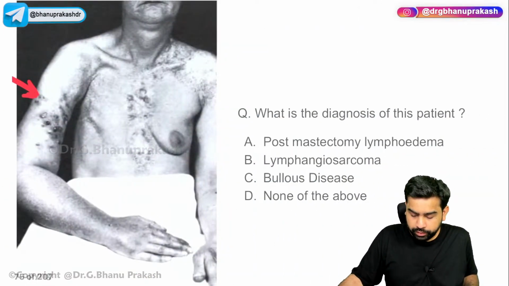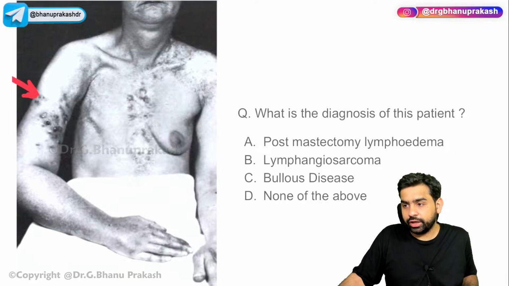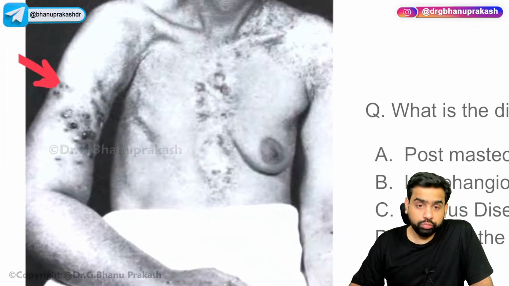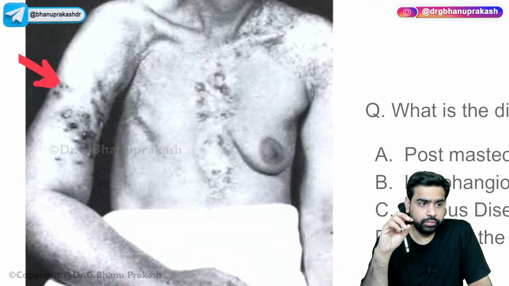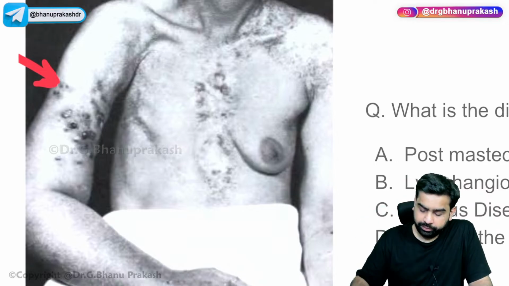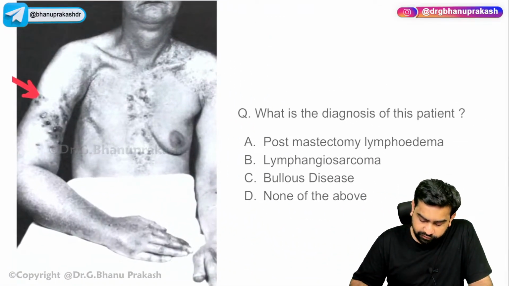Now, what is the diagnosis of this patient? Can you please help me with this? Here there is a patient in whom you had performed, let's say, a mastectomy or something like that, and there are nodules present on this lymphedema. What is this? This is a lymphangiosarcoma.